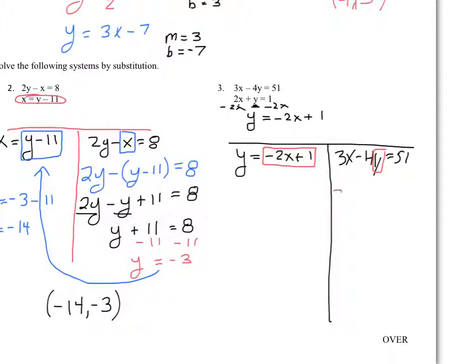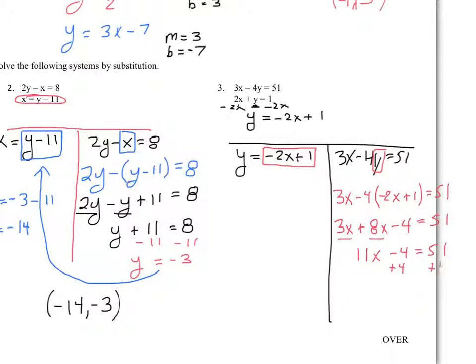So now rewrite it, 3x minus 4, but I need parentheses, negative 2x plus 1 is equal to 51. Distribute the negative 4, so negative 4 times negative 2 is a positive 8x, and then negative 4 times a positive 1 is negative 4, is equal to 51. 3x plus 8x, that's 11x, minus 4 is 51.